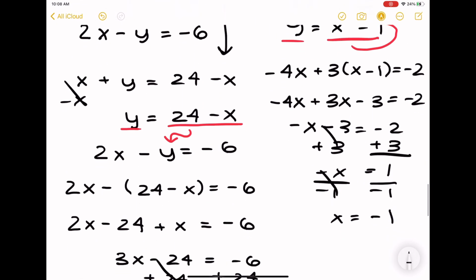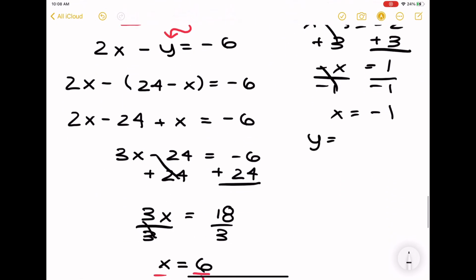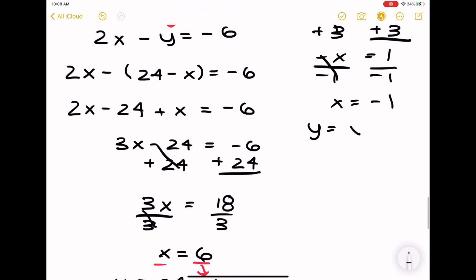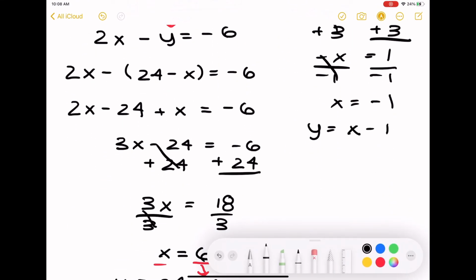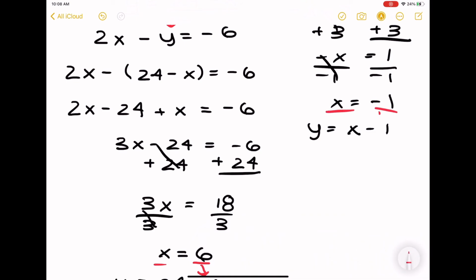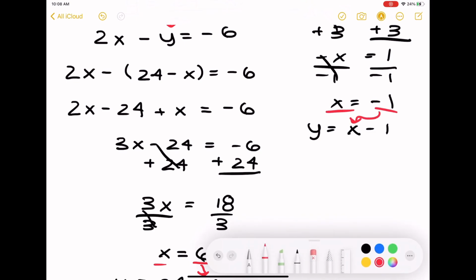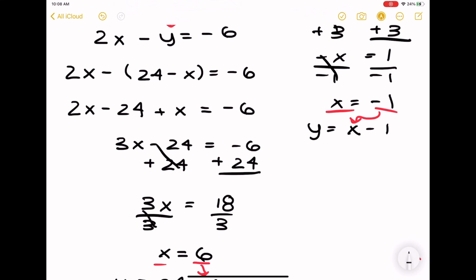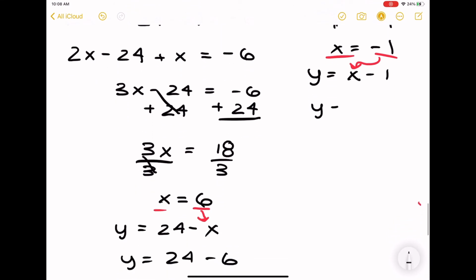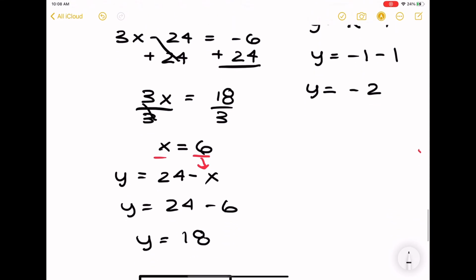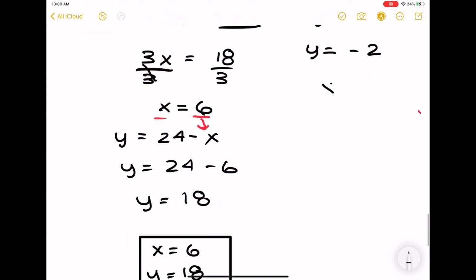So now that we know what x is, we can go ahead and plug it into one of our equations. So we'll have y is equal to x minus 1, but since we know that x is equal to -1, we can go ahead and plug it in, and we'll get y is equal to -1 minus 1, and that is -2. So we get y is equal to -2, and we have x is equal to -1. And that is our answer, and that is where the two lines intersect.